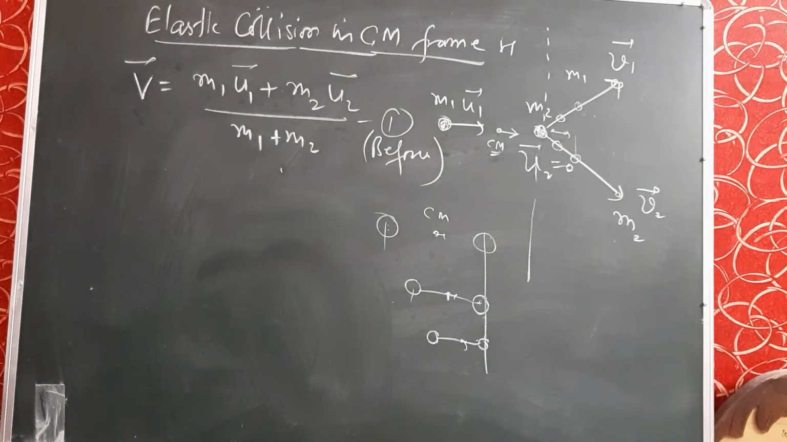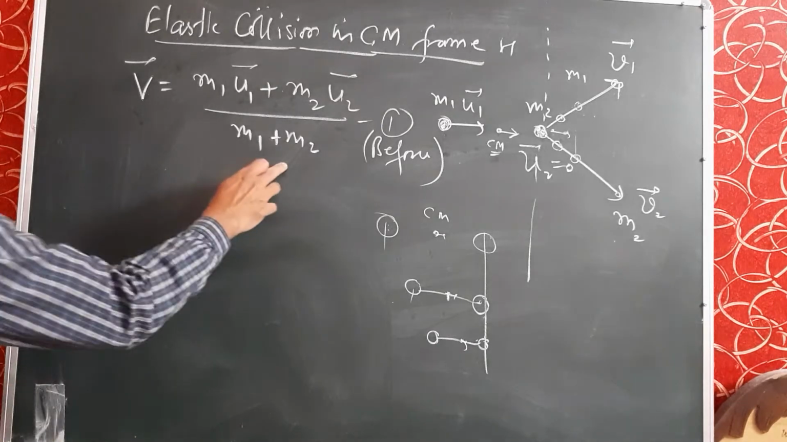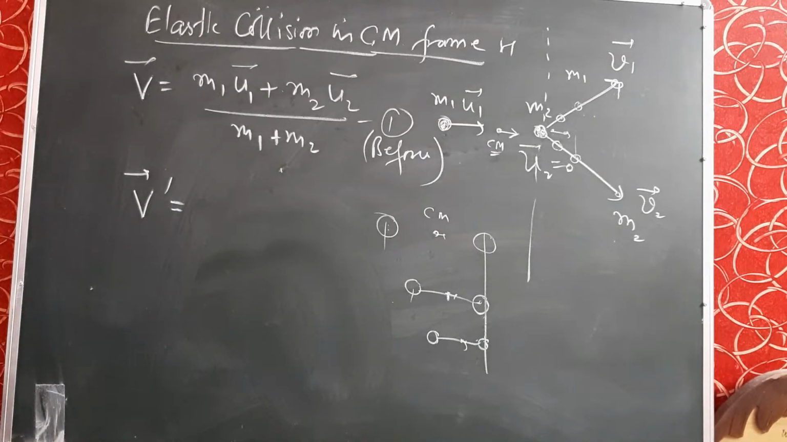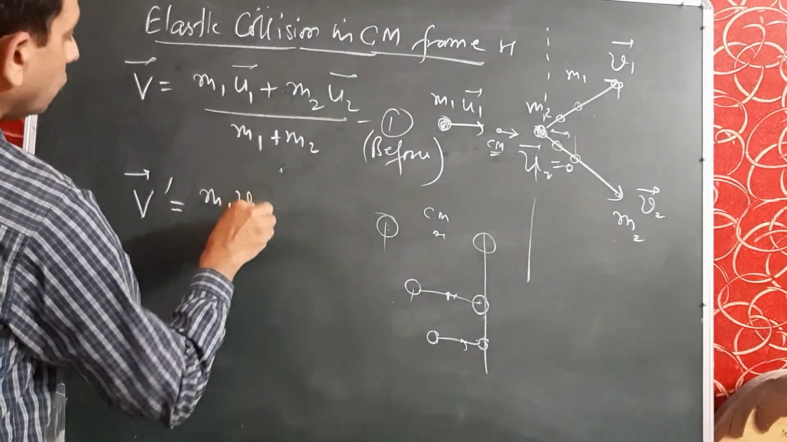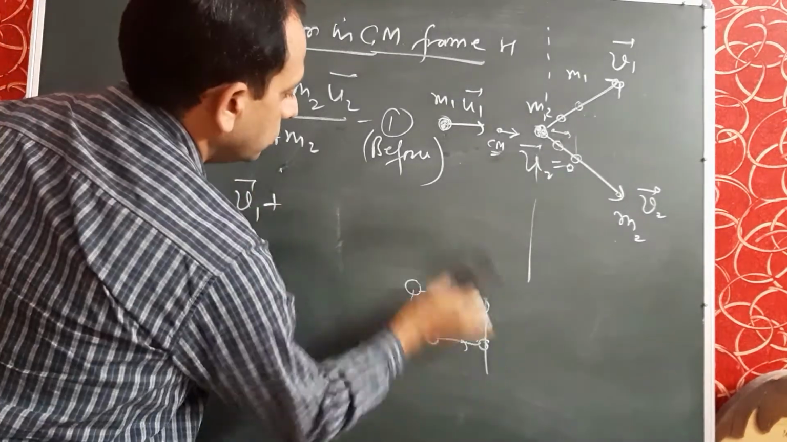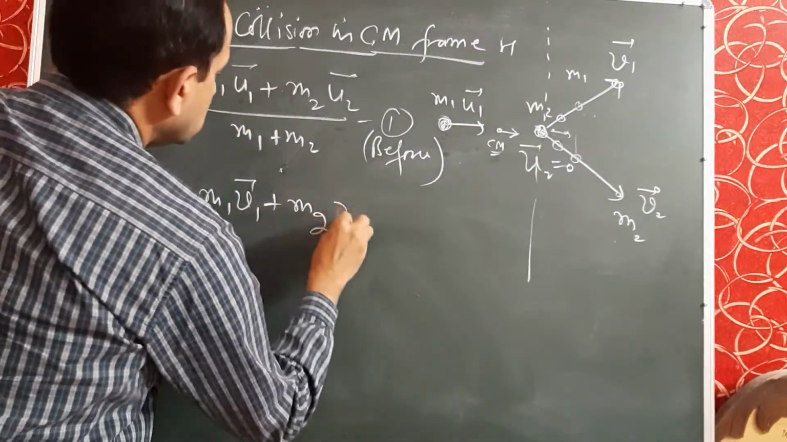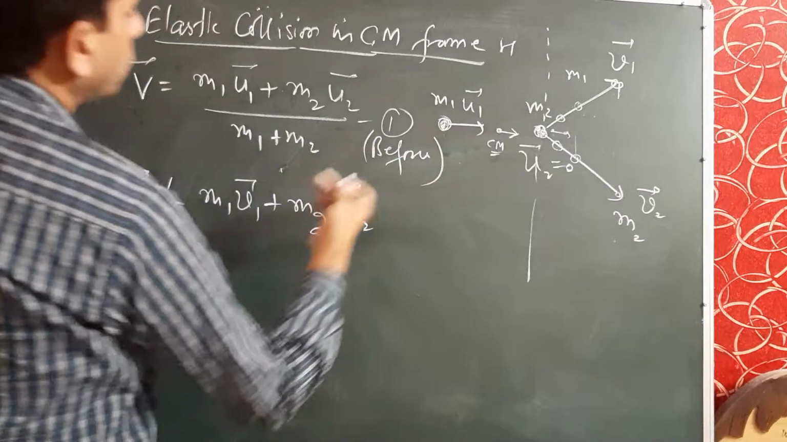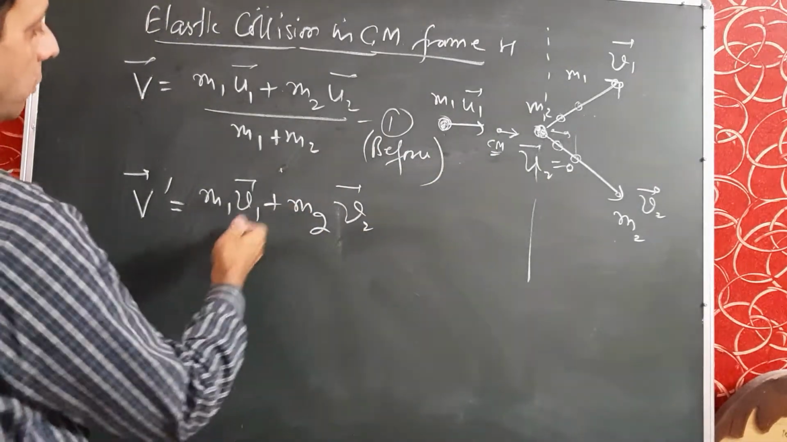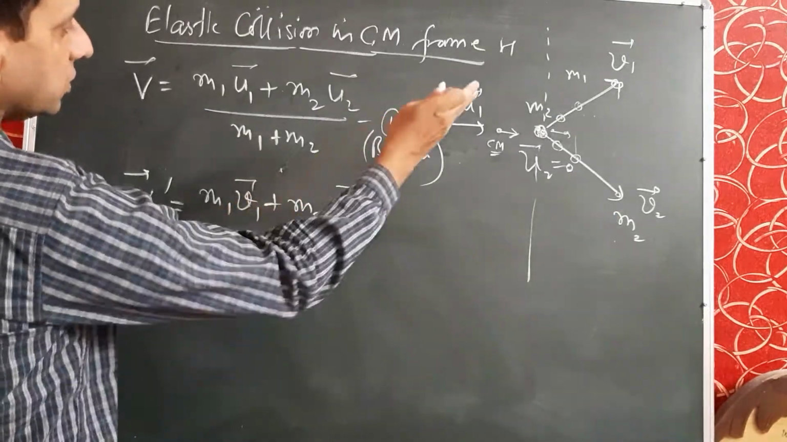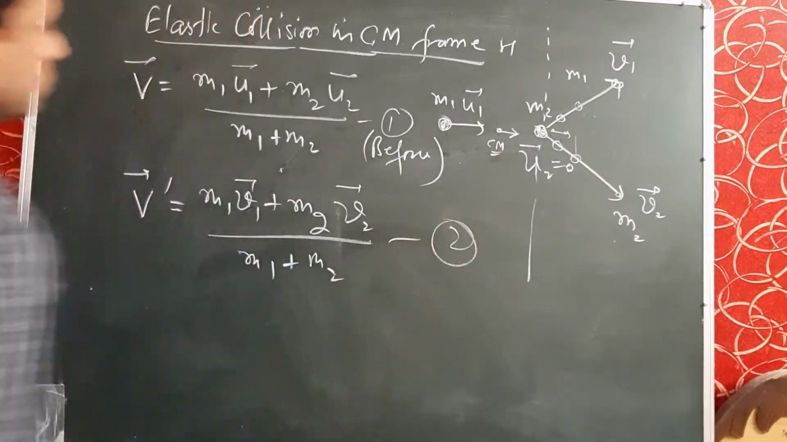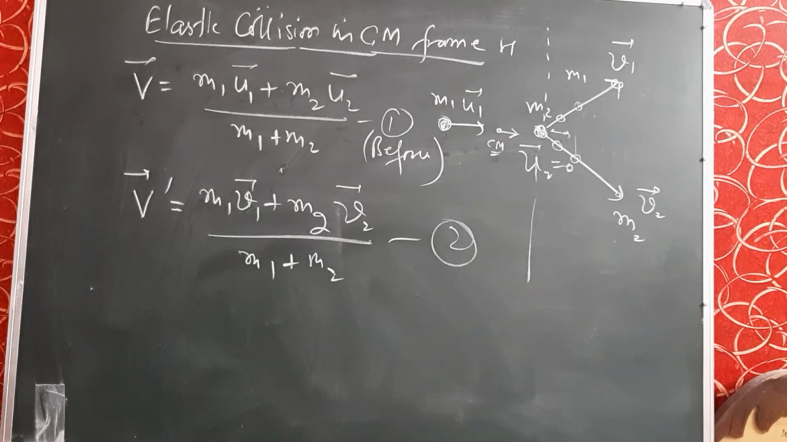So what will be the velocity of the center of mass? That velocity is v dash. So what is v dash? V dash is m1 v1 plus m2 v2 over m1 plus m2. Here u1 and u2 are the velocities of both particles before collision, and v1 and v2 are the velocities of the first and second particle after collision, and the formula is again this. So these are two formulae which show the velocity of the center of mass.